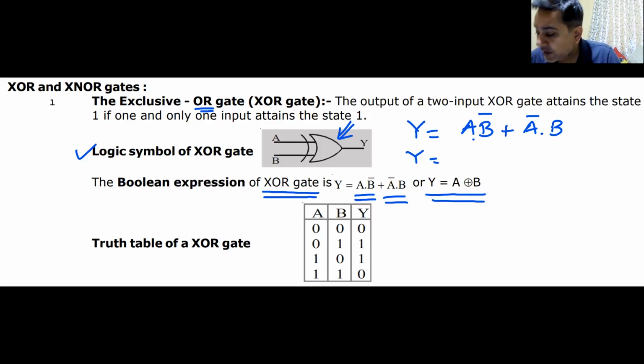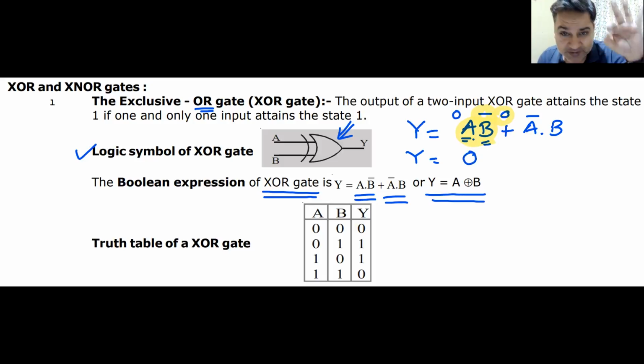How will I find the result? If I put A as 0 and B as 0, both are zeros, what will be the result of the first expression? First, I will have to take B's complement. B's complement is 1, yes? 1 is to be multiplied by 0, so the answer is 0. So when I put 0 in both, I get 0. Do you understand this?